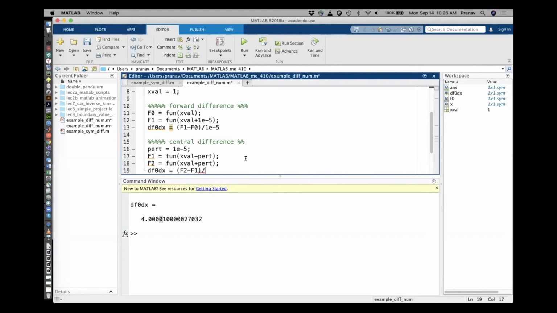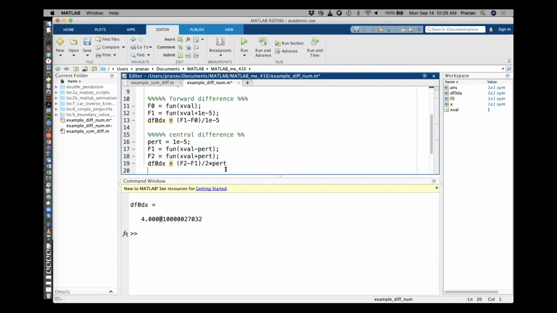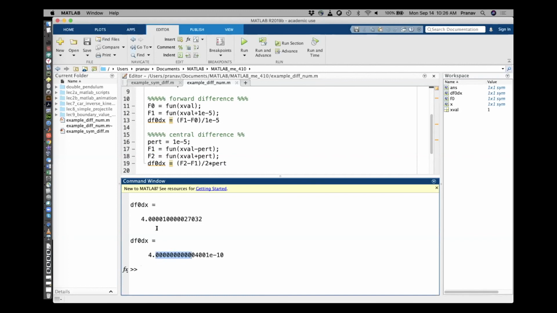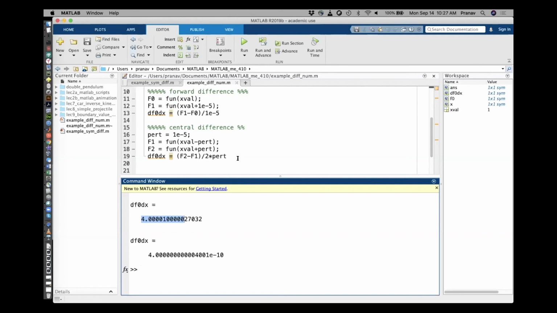Okay, in this case, it's going to be 2 times pert, because the difference between the input values xval plus pert minus xval minus pert is going to be 2 times pert. So let's evaluate this, and we see that now we have a value which is 4 times 1e-something. This is very close to 0, right? This doesn't have the 1 in the 5th decimal place. This is more accurate than this one. So that's central difference, which is much more accurate than forward difference. This is true for this example.